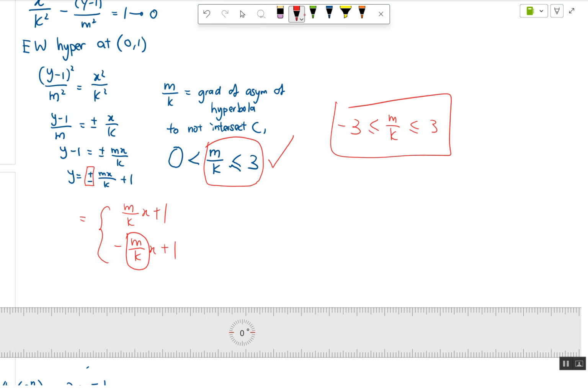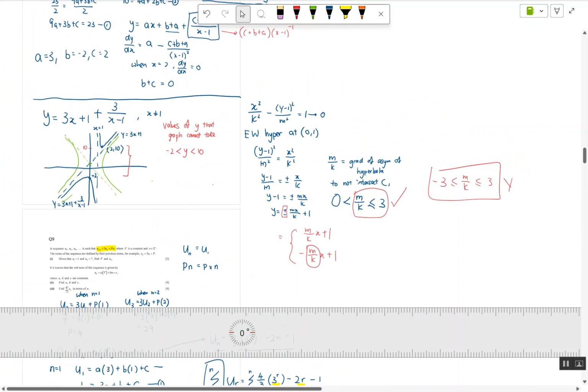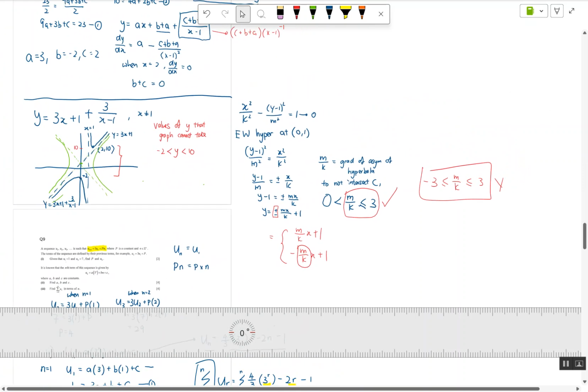Always associate the gradient of the hyperbola with the oblique asymptote. Okay, always. So this is not correct. This is the correct one. Associate the gradient of the hyperbola with the gradient of the asymptote.